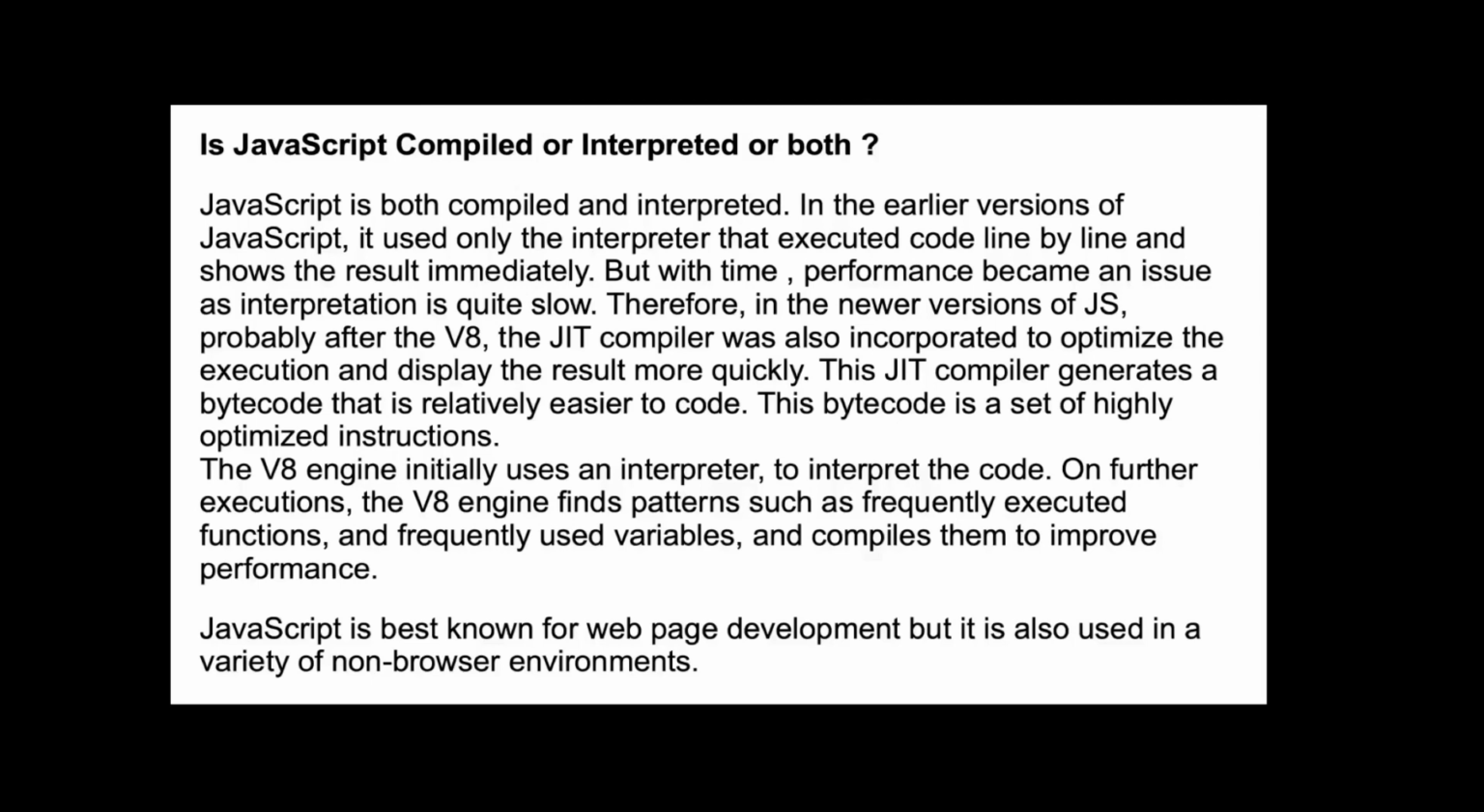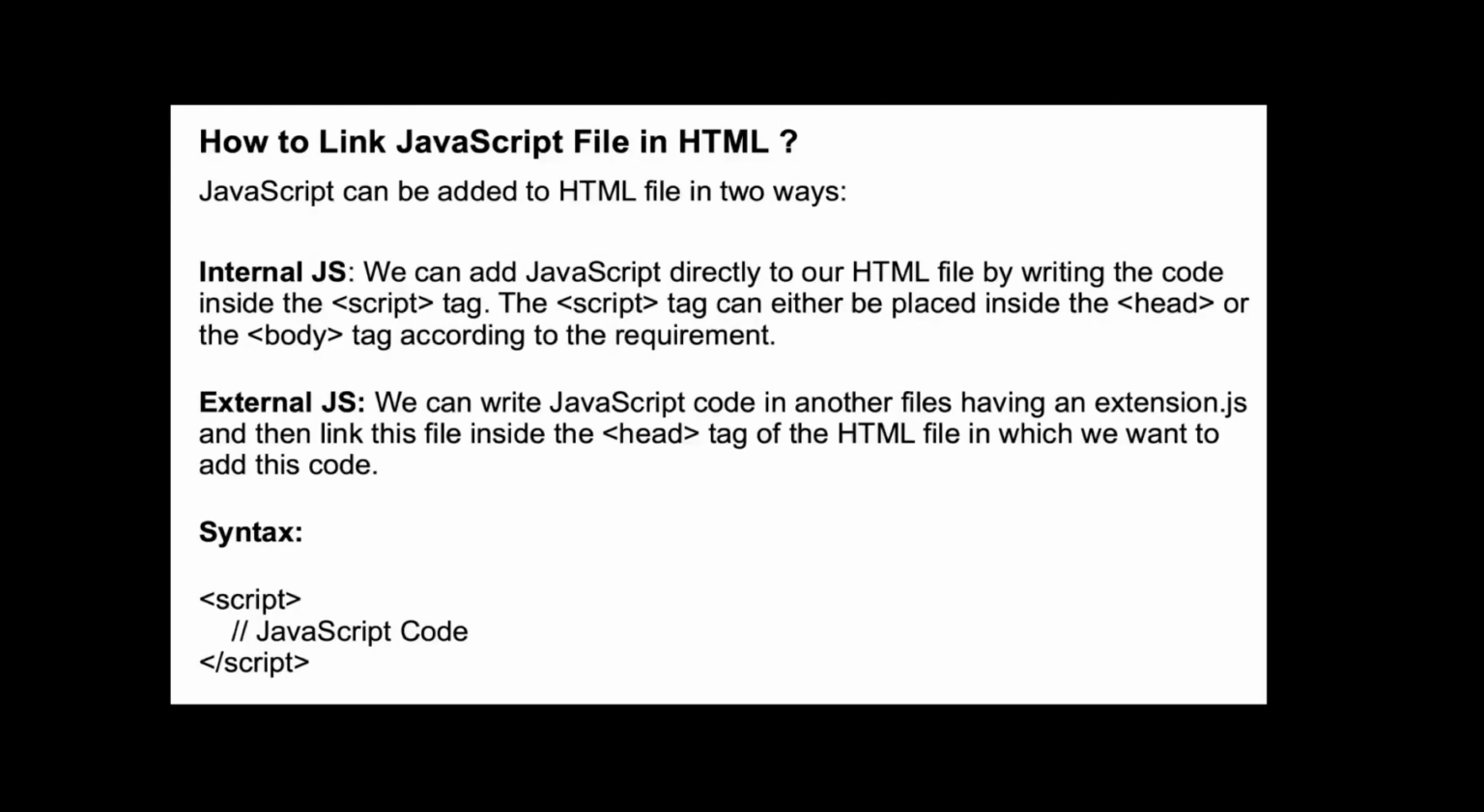This is a very important question: how to link a JavaScript file in HTML? JavaScript can be added to an HTML file in two ways. First is internal JS, meaning internal JavaScript. We can add JavaScript directly to our HTML file by writing the code inside the script tag. The script tag can be placed either inside the head or the body tag according to your requirement.